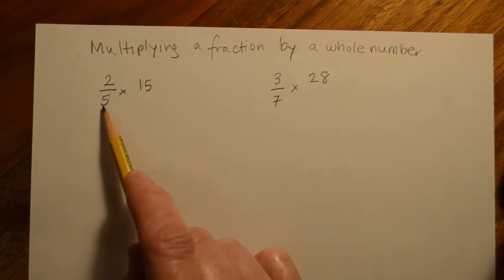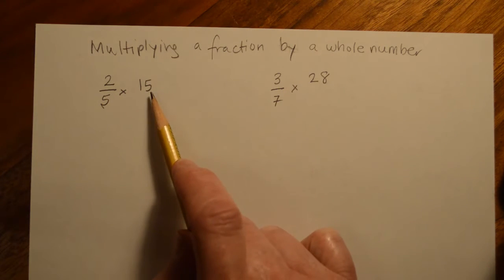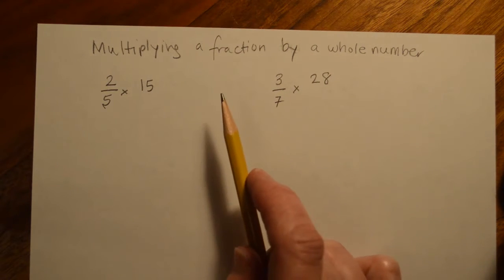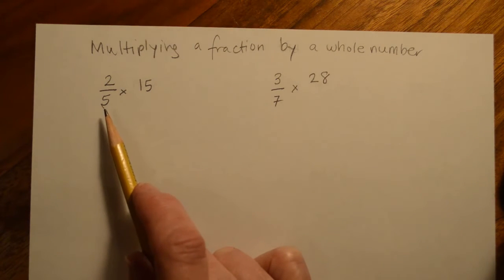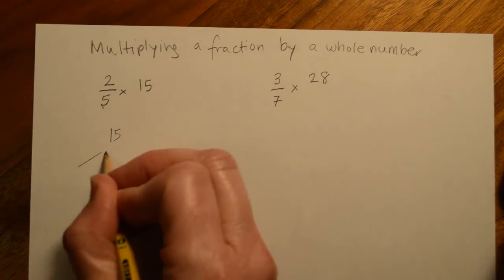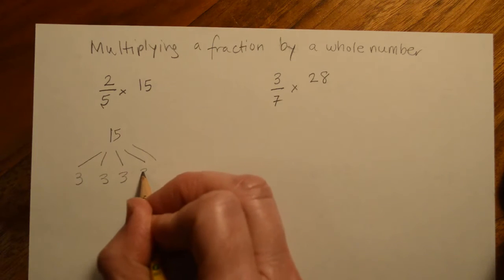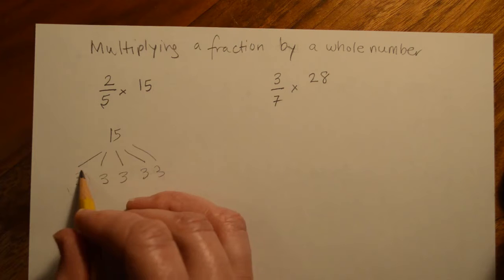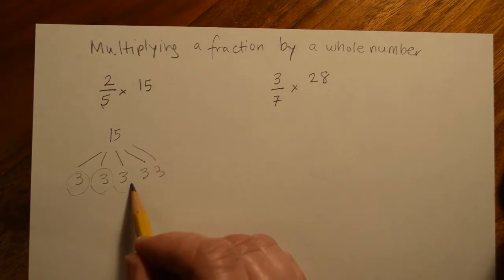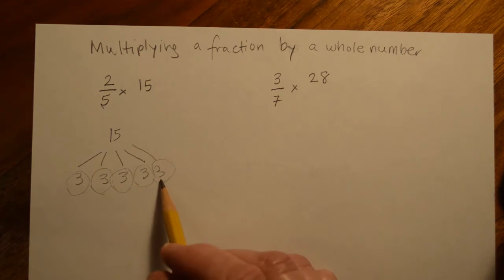The first thing is it's asking us to find the fifths of 15. In other words, if we had to break 15 into groups of 5, how many would be in each group? Right? So if we broke 15 up into 1, 2, 3, 4, 5 groups, there would be 3 in each group. All right, so 3 is 1/5 of 15, 3 is another fifth of 15, and so on, for five fifths.